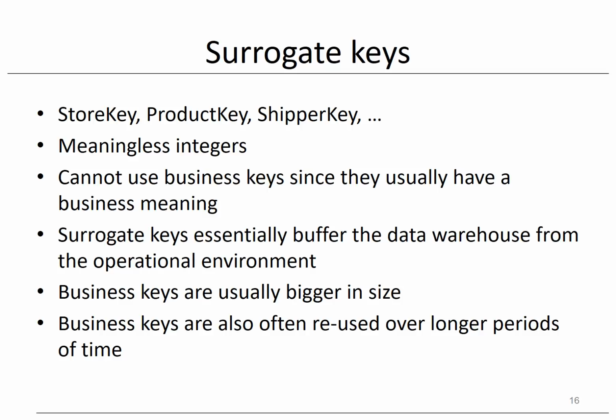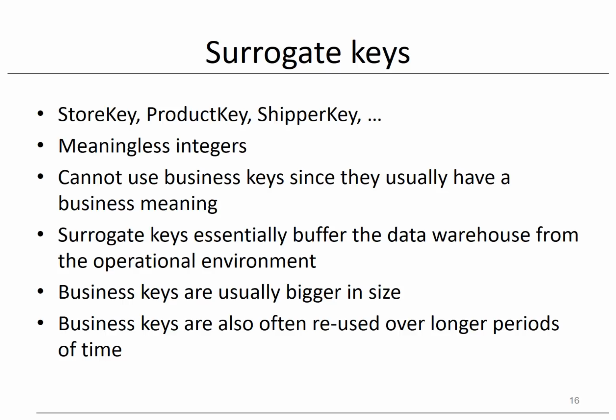As you may have seen in our examples above, many of the dimension tables introduce new keys called surrogate keys, such as store key, product key, shipper key, etc. These are typically meaningless integers used to connect the fact to the dimension tables. An obvious question is why we cannot simply reuse our existing natural or business keys, such as store number, product number, ship number instead.